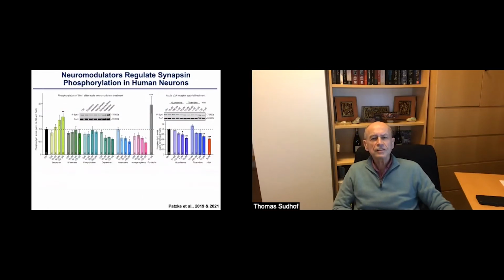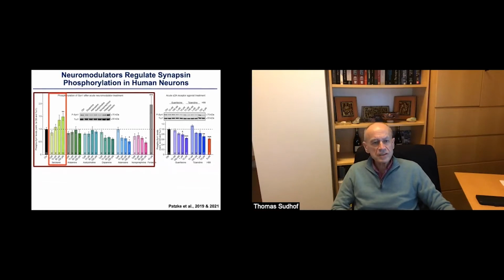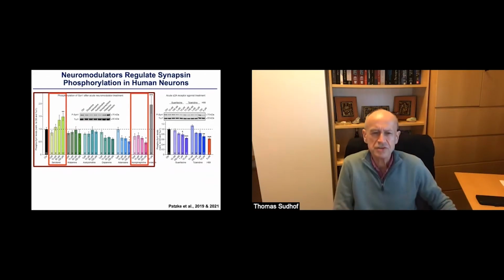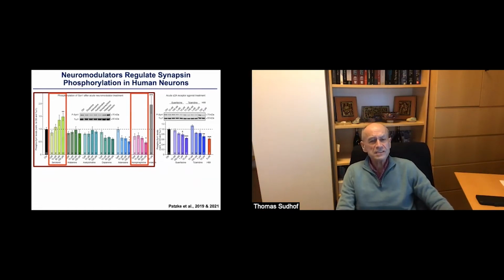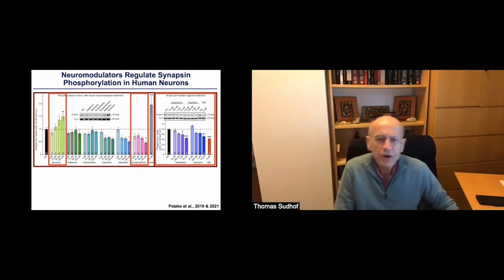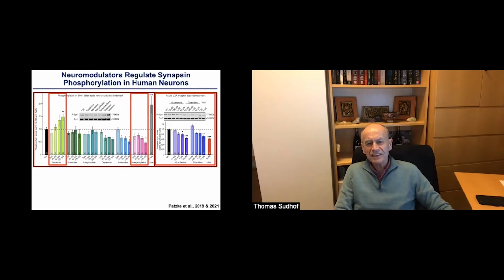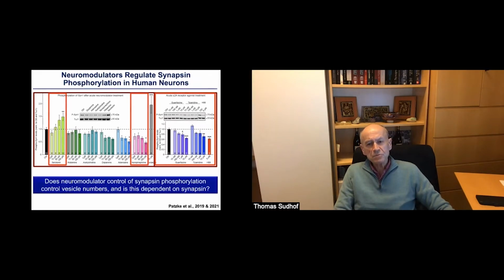And what you see here is synapsin phosphorylation in human neurons. I'm not going to go through the detail. I just want to mention that serotonin increases phosphorylation and norepinephrine decreases phosphorylation. So physiologically acting neuromodulators can regulate synapsin phosphorylation in human neurons, and we can mimic the same thing with agonists for the receptors of these neuromodulators, and specifically with norepinephrine receptor acting agonists, as shown here on the right. And this then gives us a tool to check whether these neuromodulators will physiologically actually control synapsin phosphorylation dependent vesicle numbers.